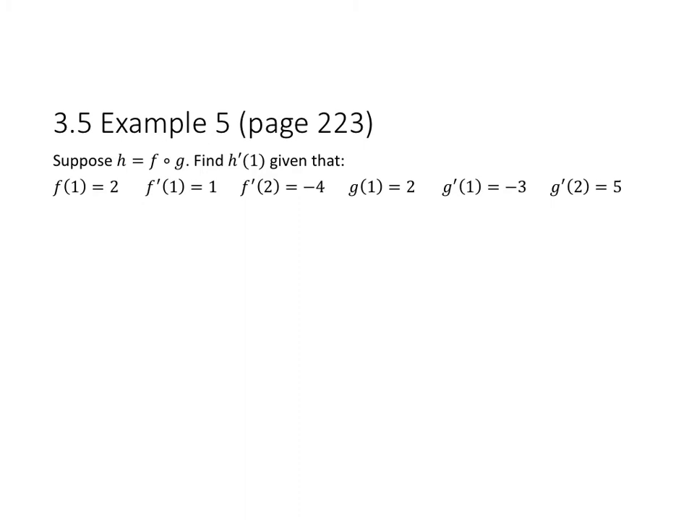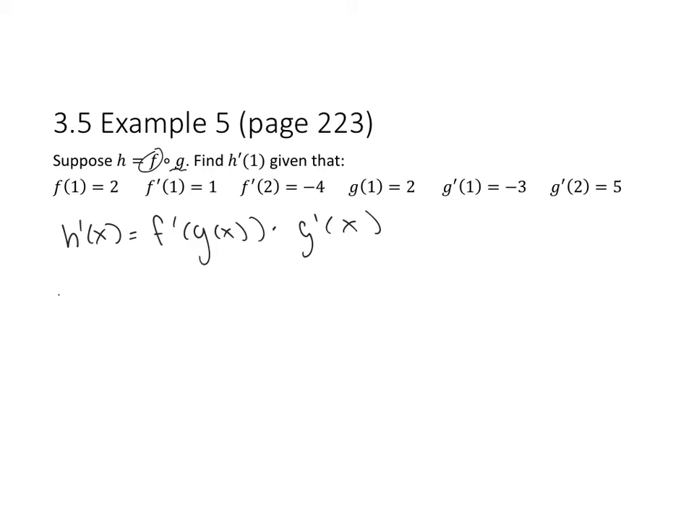Example 5 on page 223 is kind of like a puzzle. It's asking us to first break down this h equals f of g, and then to find h prime of 1. So before we can find h prime of 1, we need to find h prime. So h prime of x is going to be f prime of g of x times g prime of x. So I just used the chain rule. I differentiated the parent, who's my f, and then I differentiated the baby, who's my g.